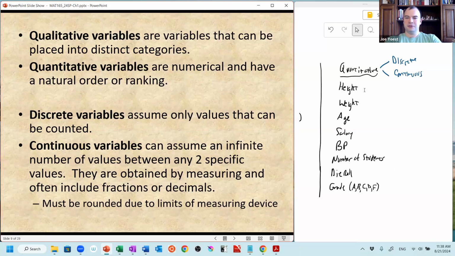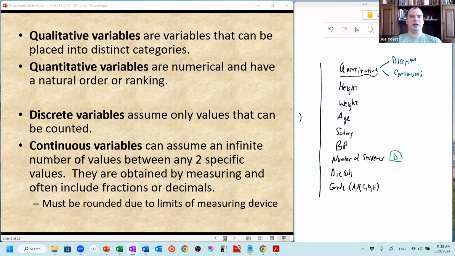Okay, let's start with something like number of students. Would this be discrete or continuous? If I have 2 students in a class, what's the next allowable number of students in a class? Well, that would be 3. If I have 3, the next allowable is 4, right? It assumes only counting values, 1, 2, 3, 4, and so on. I think this would be discrete.